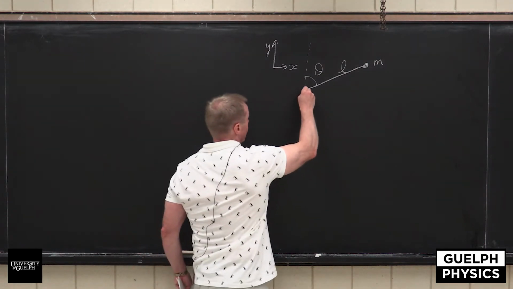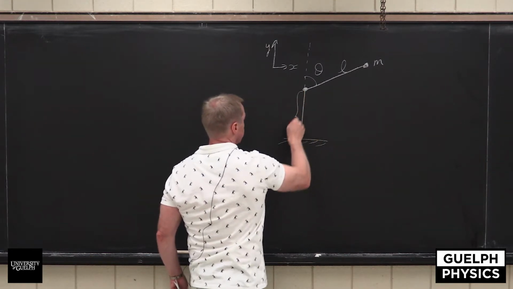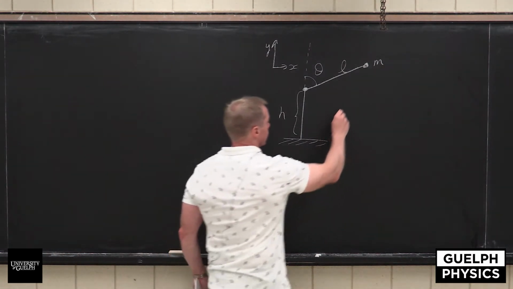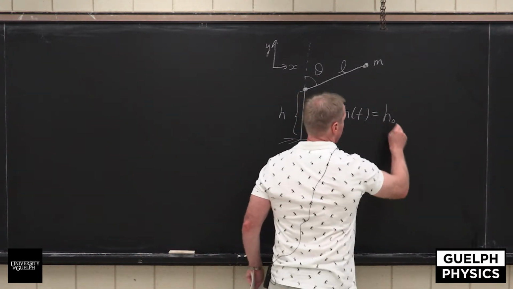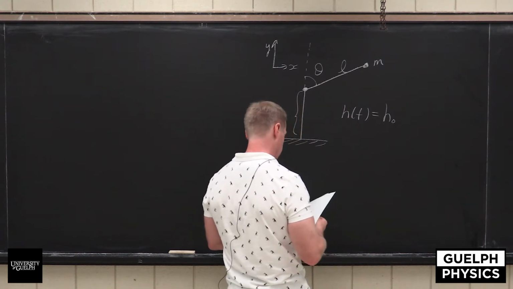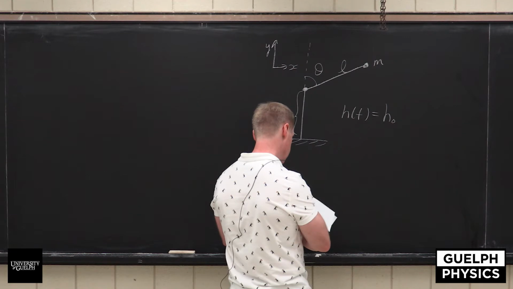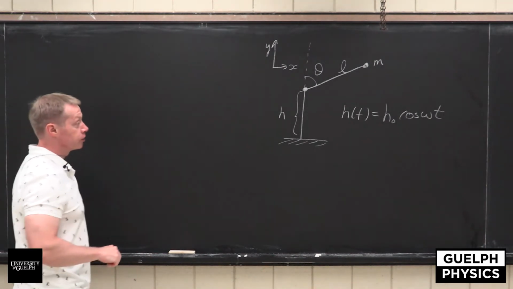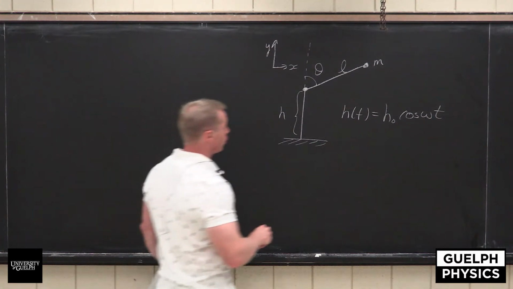And this pivot point is going to be on a shaft at length h, and h is going to be oscillating, given by h naught, and do I use sine or cosine for that? I use, what do I use? Cos. Not that it matters, I could use sine, I could use cosine, but I'll be consistent with what I have in the notes. So h naught cos omega t.